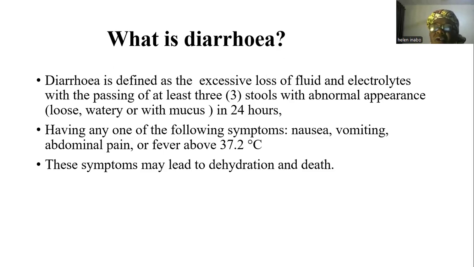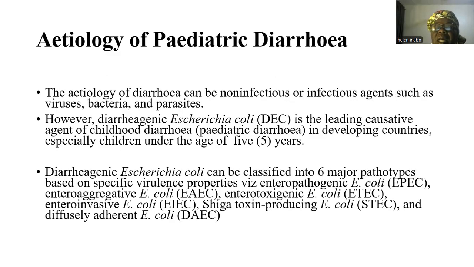Having any of the following symptoms will also indicate that the patient is having diarrhea. These symptoms include nausea, vomiting, abdominal pain, or fever above 37.2 degrees Celsius. These symptoms may lead to dehydration and death.